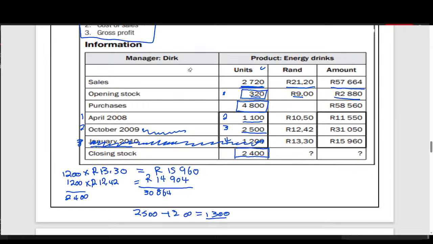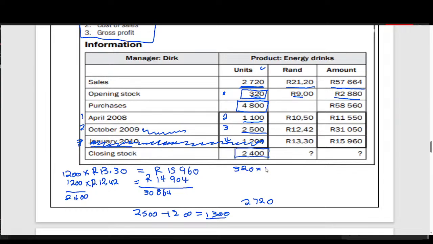Now, the bottom line is here. How many units were sold? We have 2,720 units that were sold. What does the FIFO say? The FIFO says the first stock that came in must be the first stock to be sold. The very first stock that we are going to sell is the stock of 320.